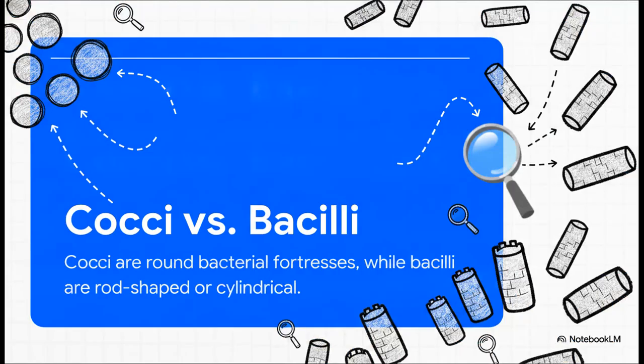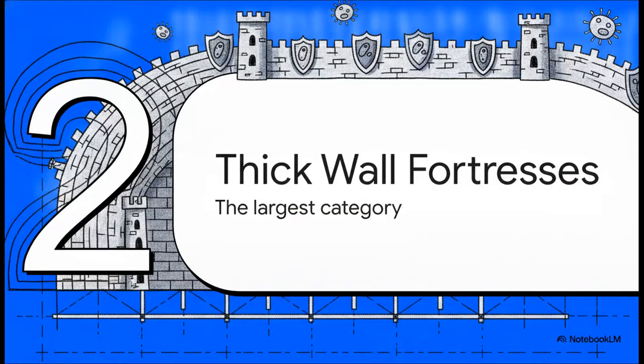Now, before we go down those branches, we need to quickly equip ourselves with 2 really critical vocabulary terms, cocci and bacilli. When scientists look through a microscope, they're looking at the shape of the bacteria. If the fortress is round, it's a cocci. If it's shaped like a rod or a cylinder, it's a bacilli. Seriously, keeping just those 2 foundational shapes in mind is going to make the rest of this map incredibly easy to follow. Moving on to Section 2, the thick-walled fortresses.